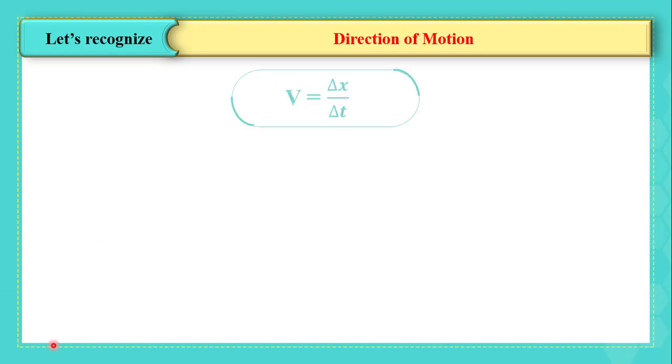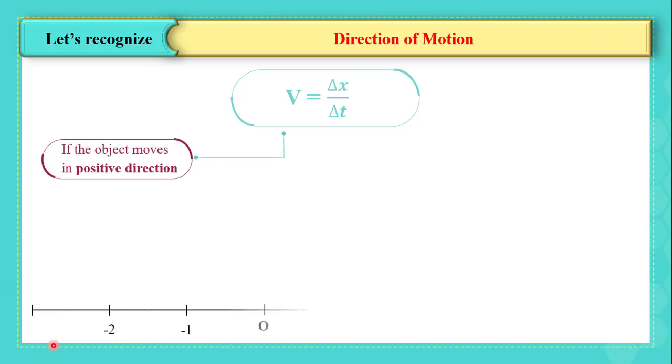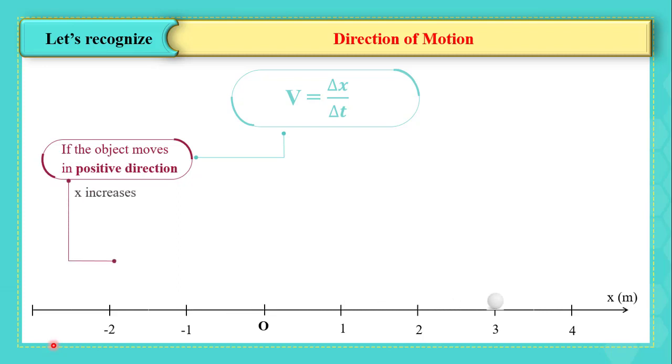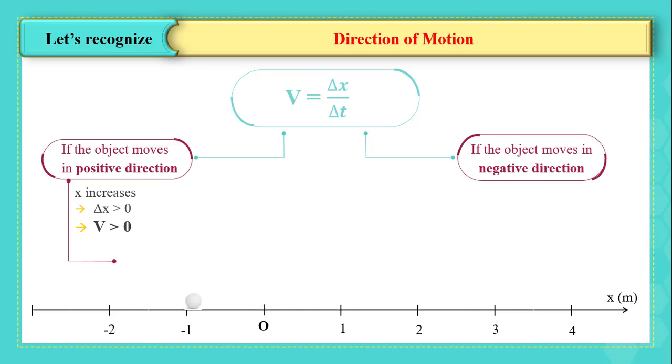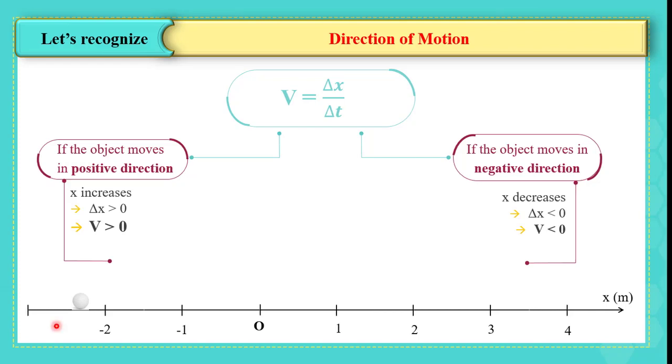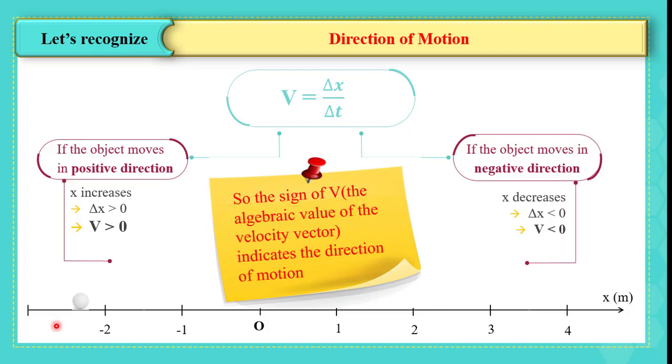In the previous slide, we mentioned that the algebraic value of the velocity vector could be either positive or negative. This helps us in recognizing the direction of motion. If the object moves in the positive direction, like in this case, we notice that the abscissa increases, which implies that delta x is positive, and in this case, V is positive. On the other hand, if the object moves in the negative direction, like in this case, we notice that the abscissa decreases, which means that delta x is smaller than 0, which gives us that the algebraic value of the velocity is negative. Then the sign of V indicates the direction of motion.